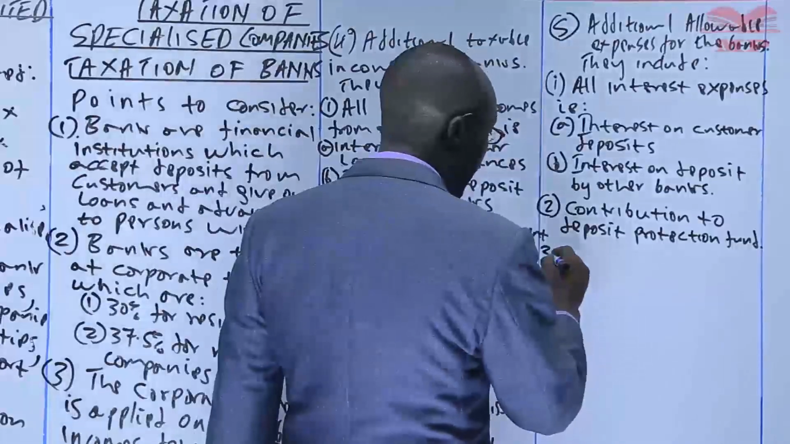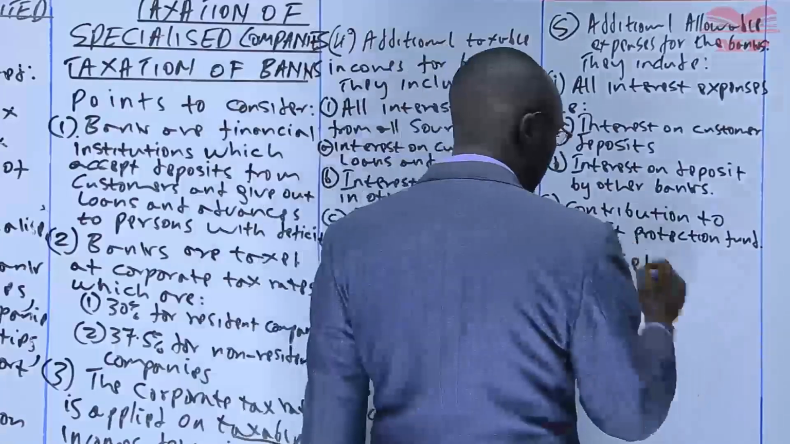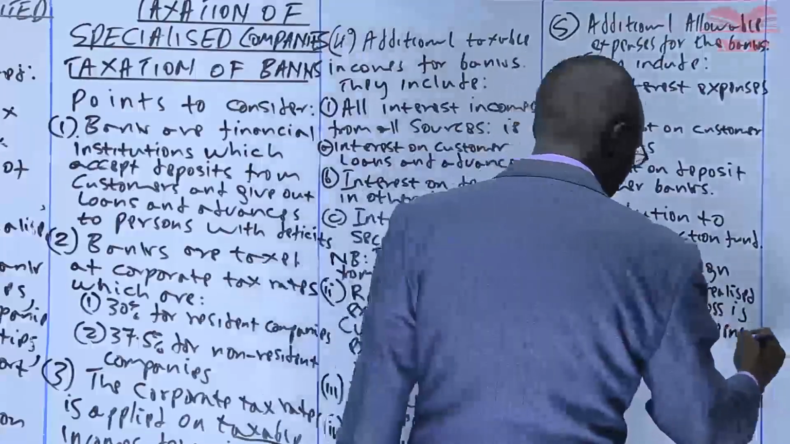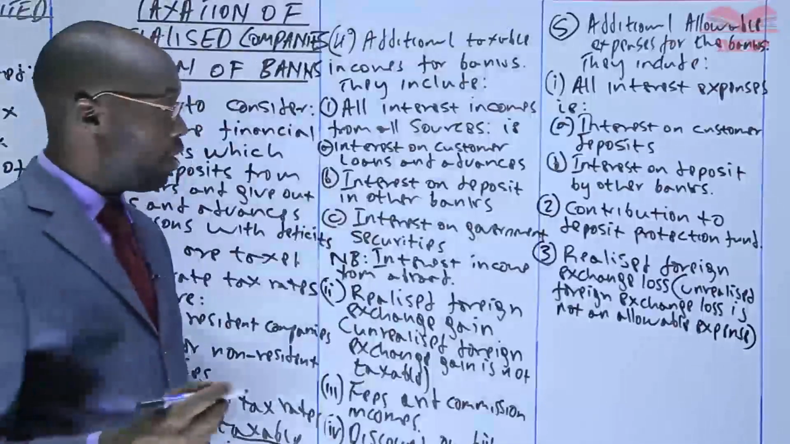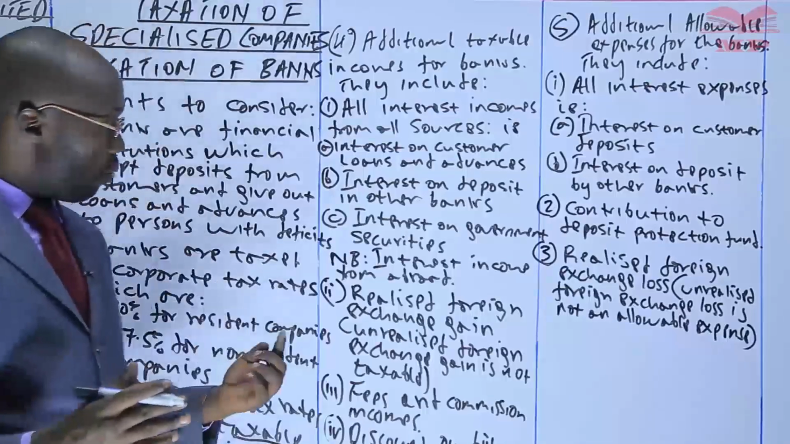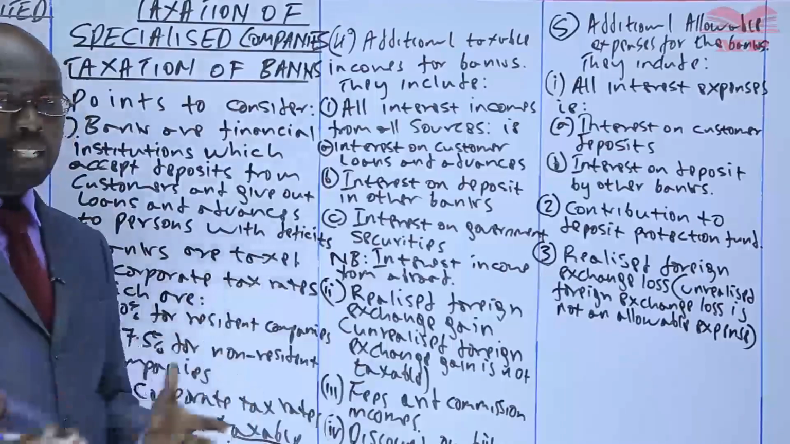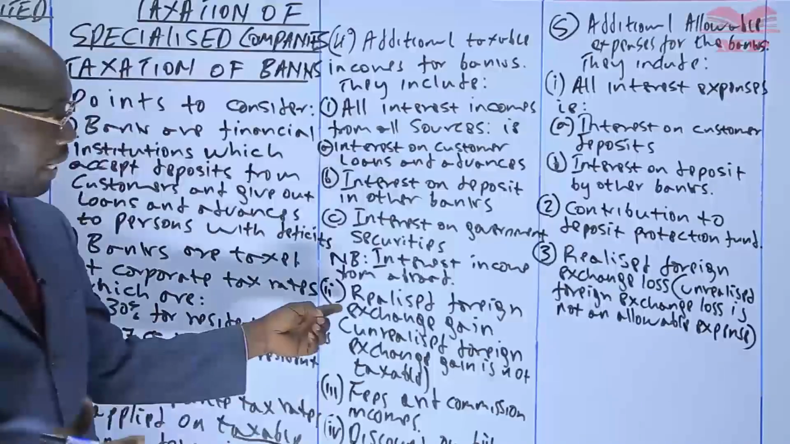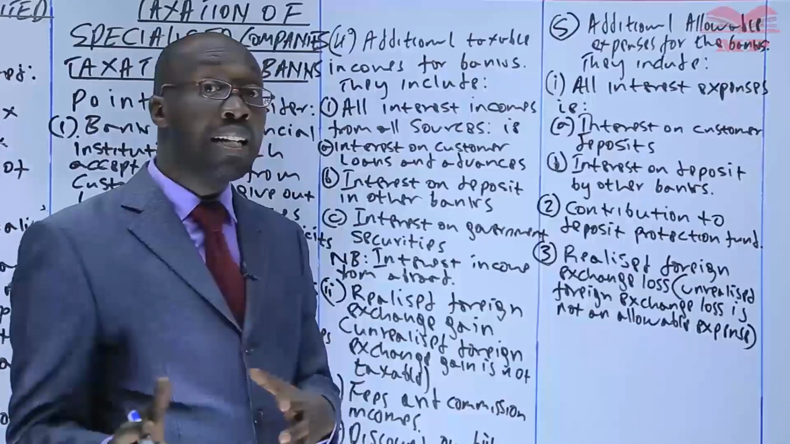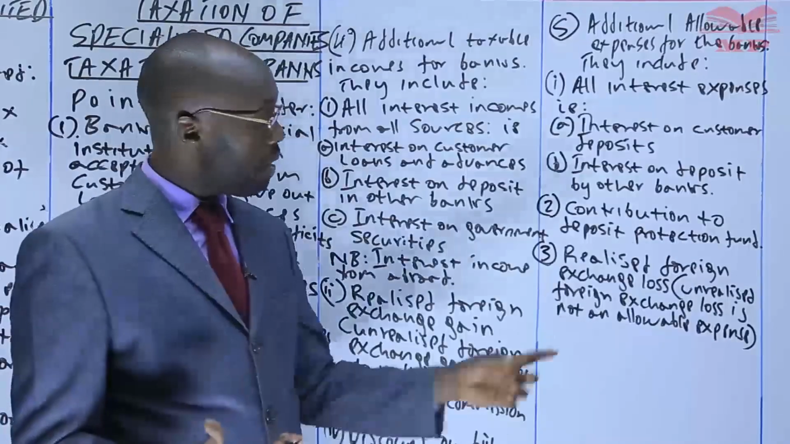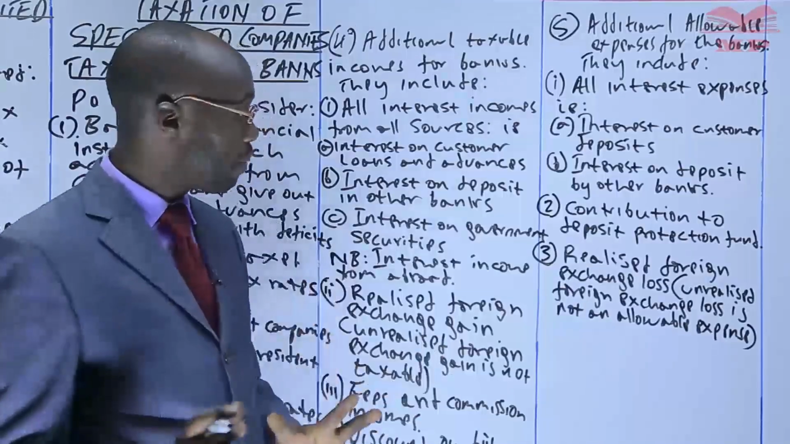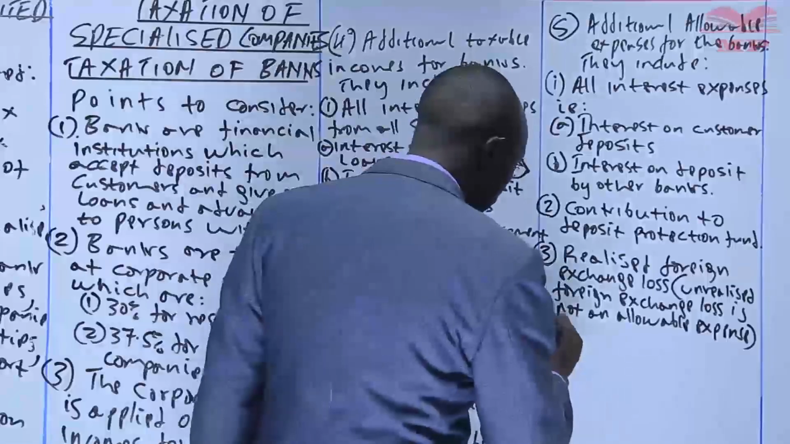We have another allowable expense: realized foreign exchange loss. We said that when you have a gain which is realized, it is a taxable income. Now, instead of making a gain, sometimes you can change foreign currency and make a loss. As long as the loss has been realized, that is an allowable expense. But if it is an unrealized foreign exchange loss, that is not an allowable expense.